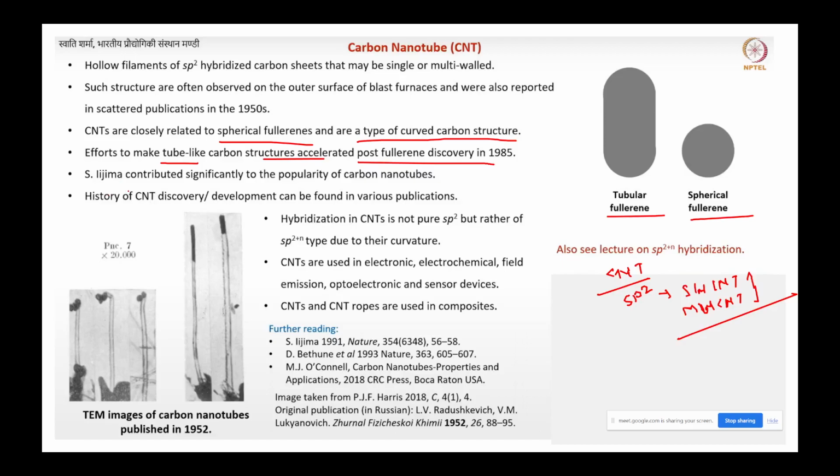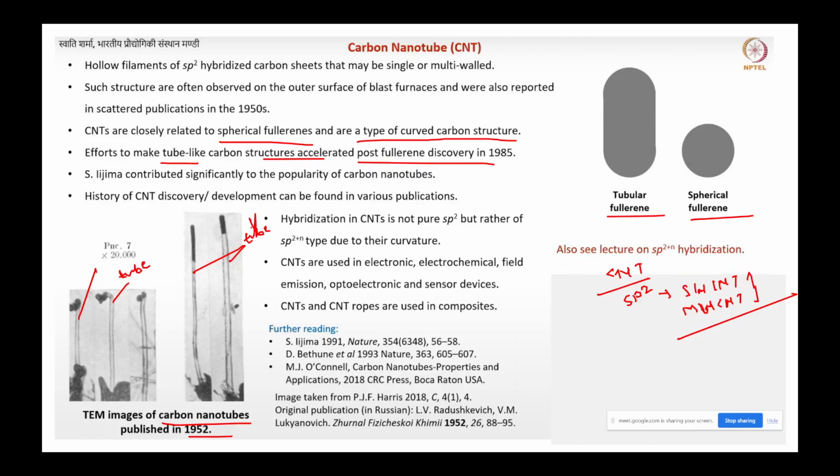So the history of CNT discovery and development can be found in various publications. Here you can see the TEM image of carbon nanotubes published in 1952. You can see how beautiful it is, like a tube kind of shape. This is also like a tube.